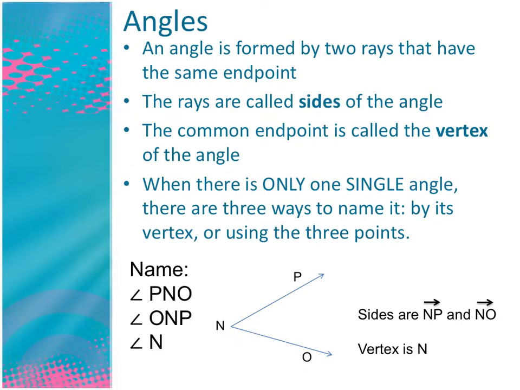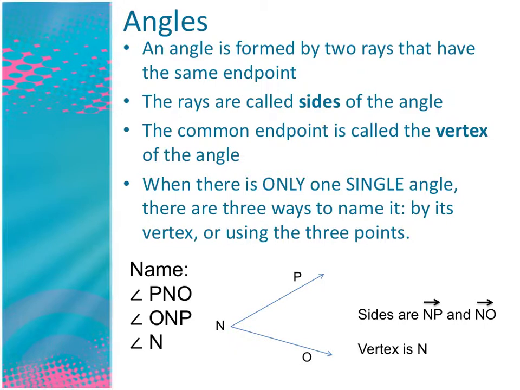So our first slide has our definition of angles. An angle is formed by two rays that have the same endpoint. The rays are called the sides of the angle. The common endpoint is called the vertex of the angle. When there's only one single angle, there are three ways to name it. You can either name it by its vertex or using 3 points on that angle. I'm going to talk about this momentarily.